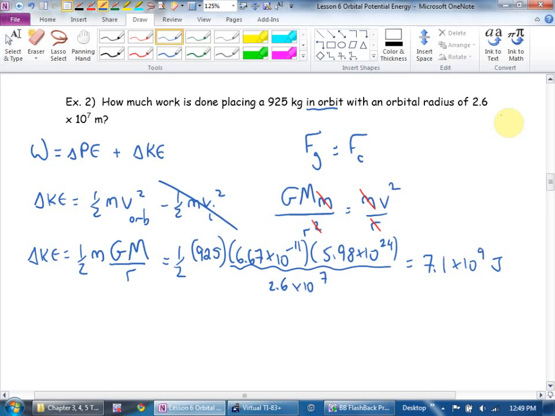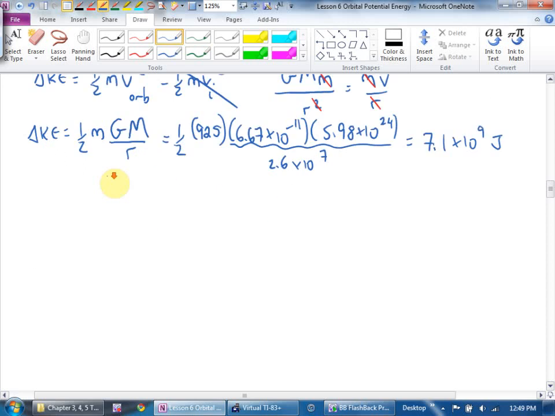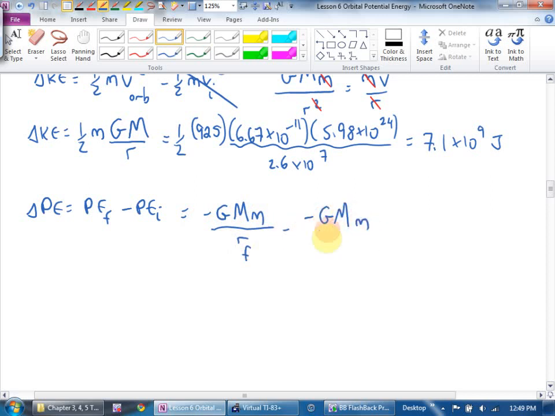What else do I need to find, Melanie? Change in potential. What's change in anything? Final minus initial. So change in potential, which is potential final minus potential initial. And I wish I could go mgh, mgh, but we're talking the cosmic equation. So sadly, I've got to go negative big G, big M, little m over R final, minus negative big G, big M, little m, all over R initial. Brandon, do I have a minus minus? That'd be a plus on the next line.